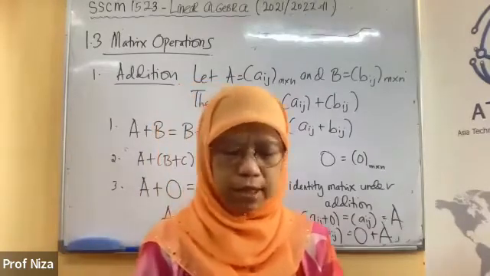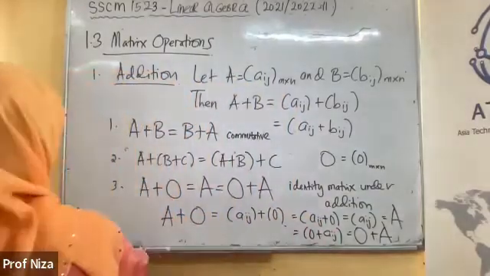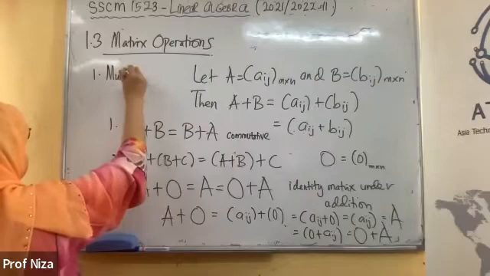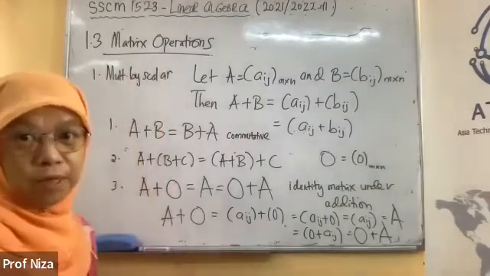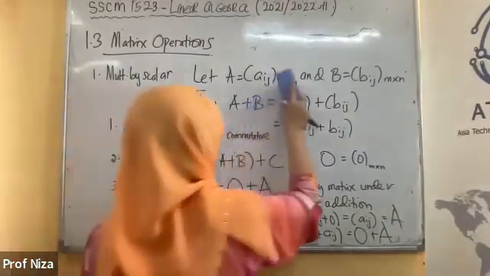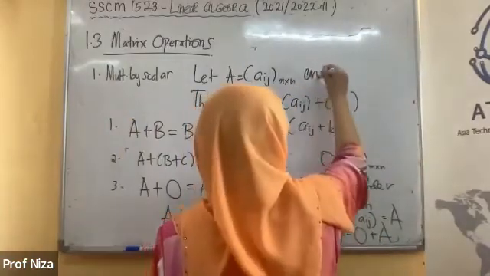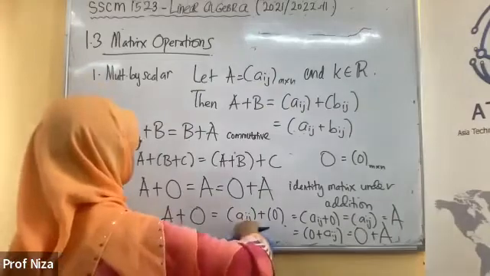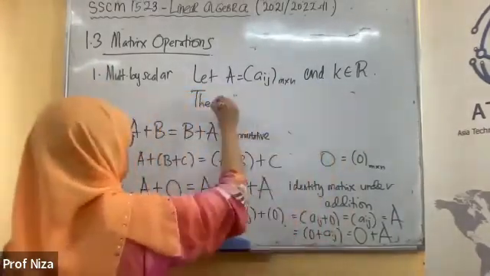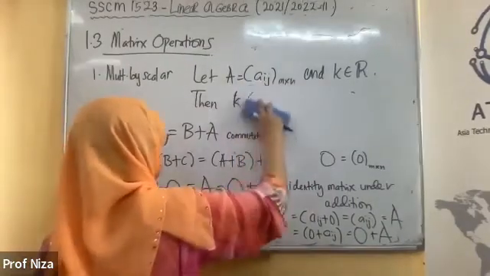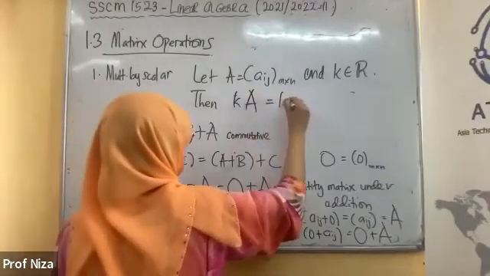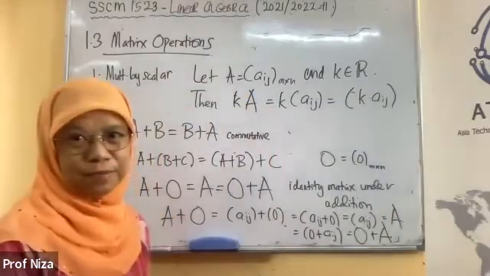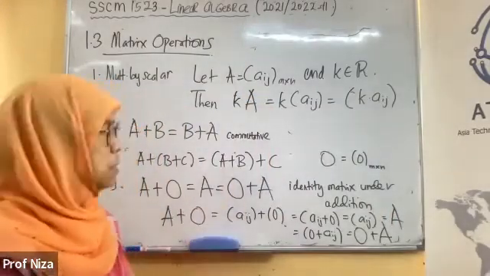Okay, so this is matrix multiplication by a scalar. Number 2. Multiplication by scalar. Scalar is just a number or a real number, that's scalar. Okay, so let A be Aij and K is a scalar. A scalar is just a real number. Then K times a matrix is a matrix with every entry multiplied by K. Okay, it's a matrix by every entry is multiplied by K.